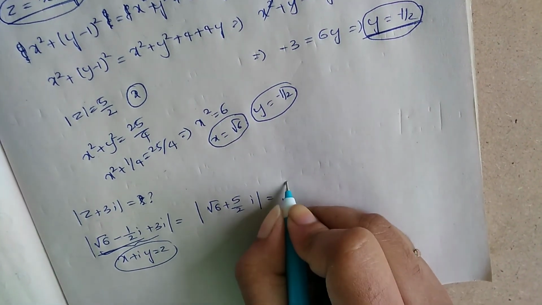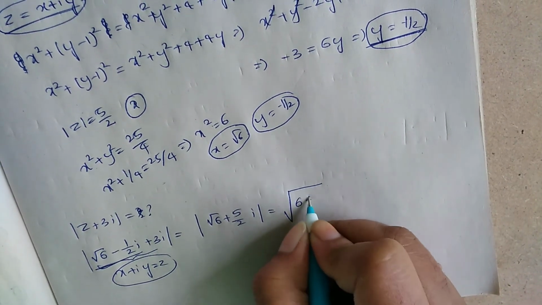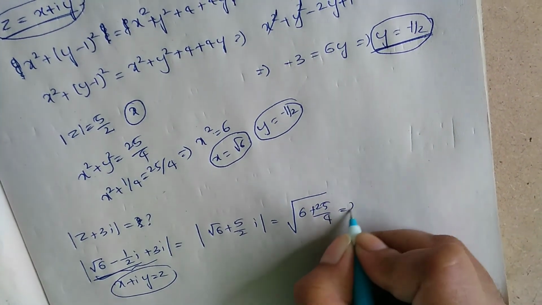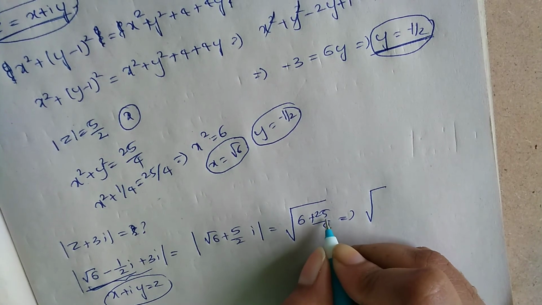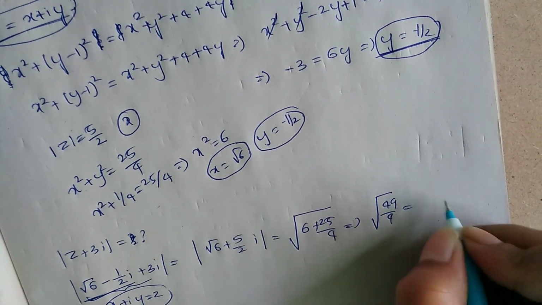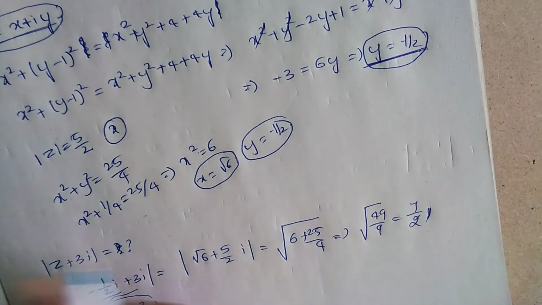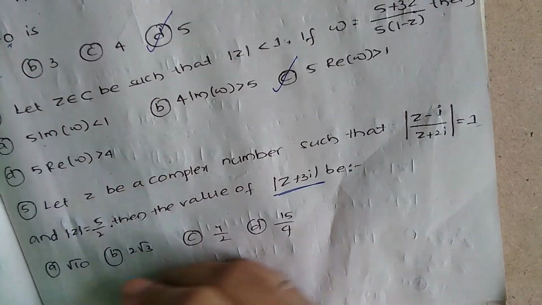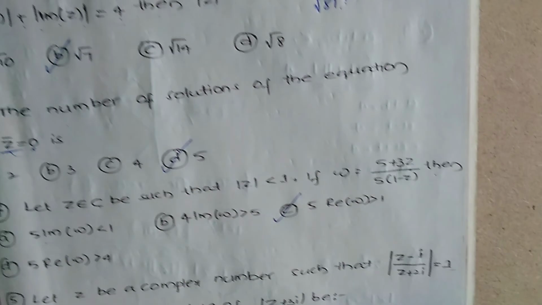Okay, modulus of this is square root of 6 plus 25 by 4. What do you get? 24 plus 25, 49 by 4, which is 7 by 2. Let's check whether it is there in the options. Yes, it is there. So it is our option C.